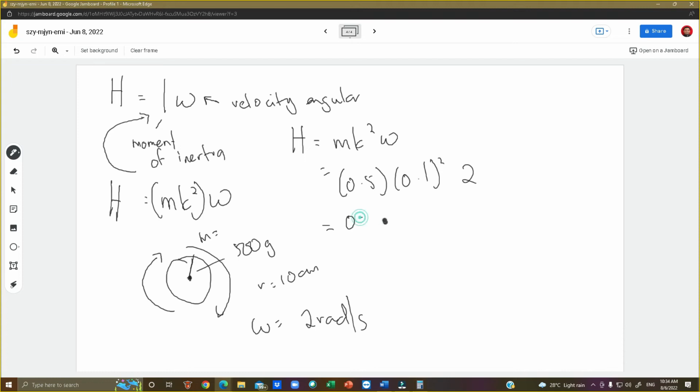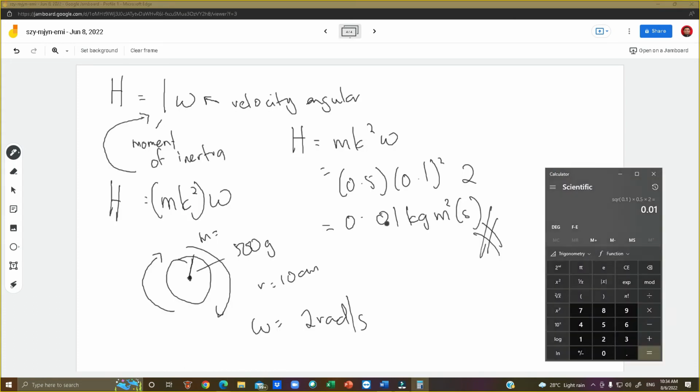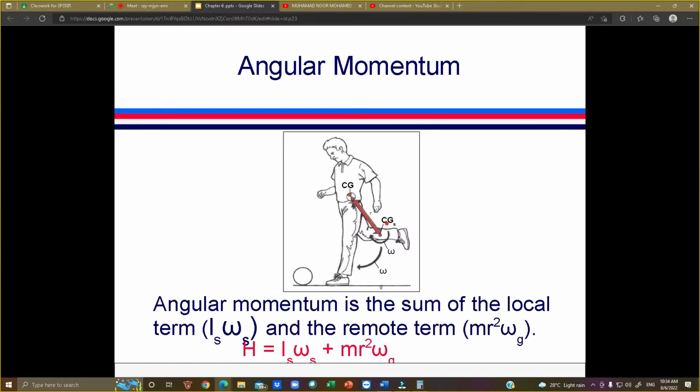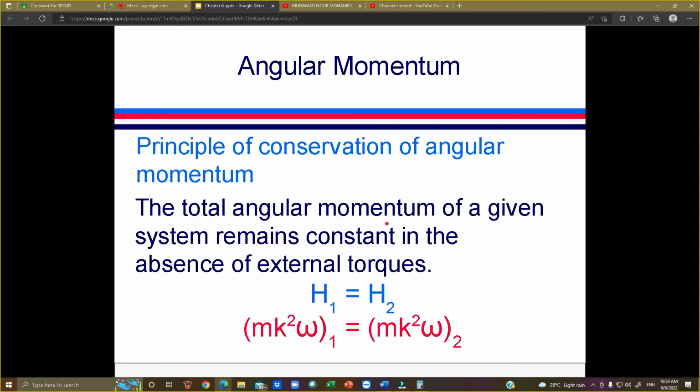0.1 square times 0.5 times 2. Tu dia, 0.01 kg meter square. That is the angular momentum. It means that this particular object has a certain amount of movement. So in sports, why angular momentum is important is because of this principle: the principle of angular momentum conservation.